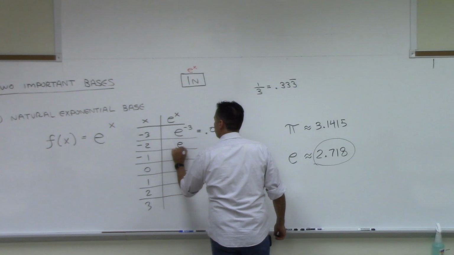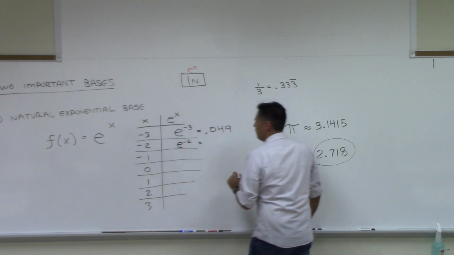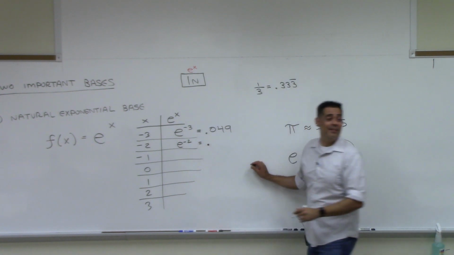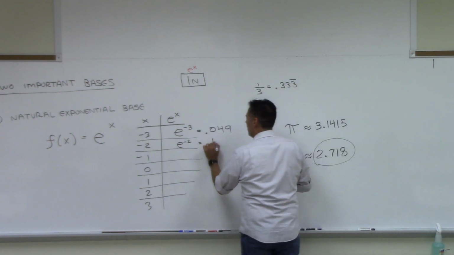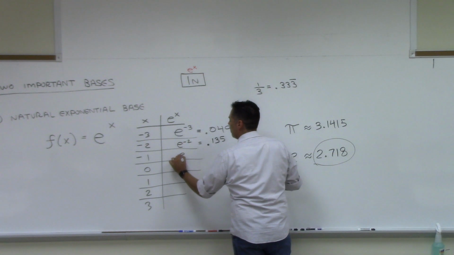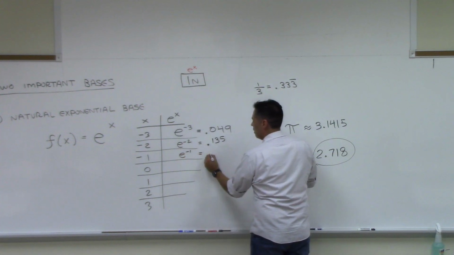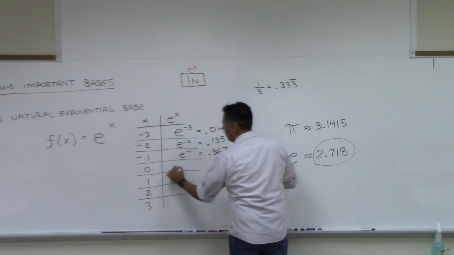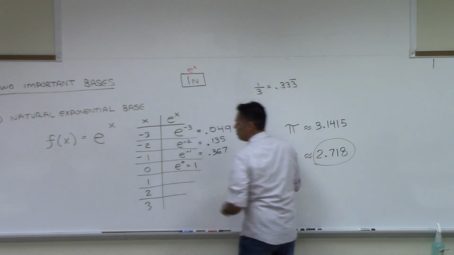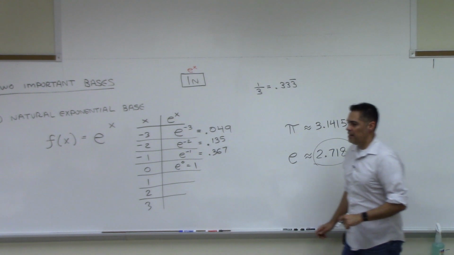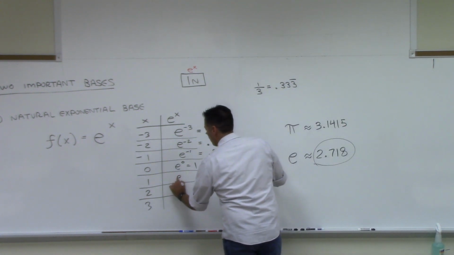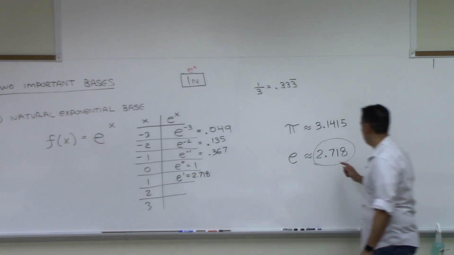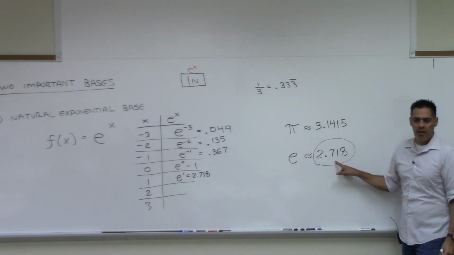What's e to the -2? 0.135. Okay, thank you. And then e to the -1. 0.367. Okay. E to the 0, I can do that. E to the 0 is just 1, because any number to the 0 is 1. And then e to the first power, it should be what I told you e was. E to the first power should be itself, 2.718.